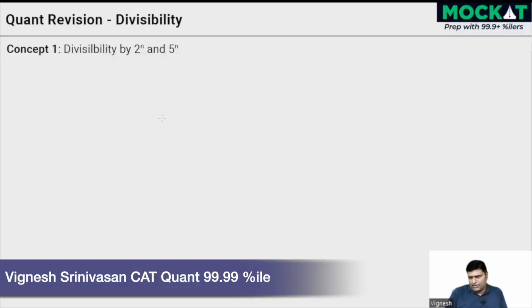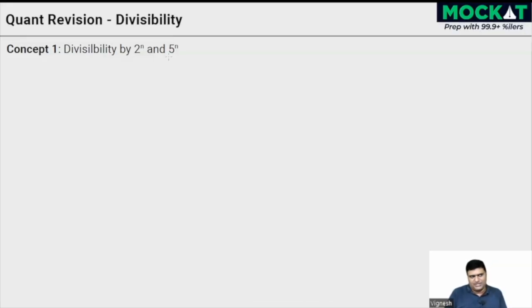Right? So we'll look at divisibility now quickly. Concept one is divisibility by 2 power n or 5 power n. It's a standard thing where we just need to find out the last n digits and check if it's divisible by 2 power n.